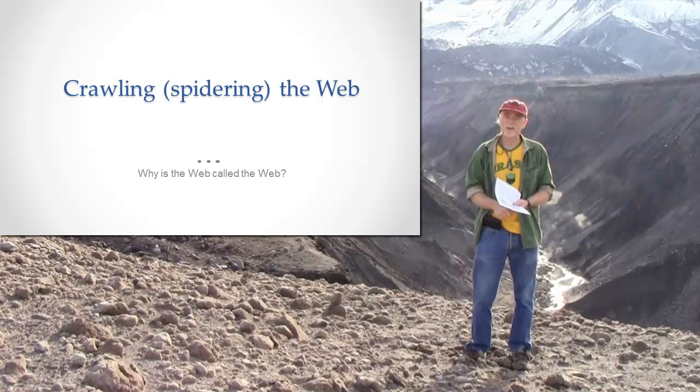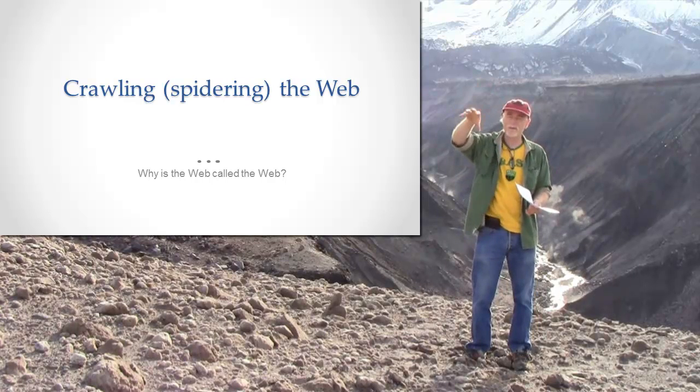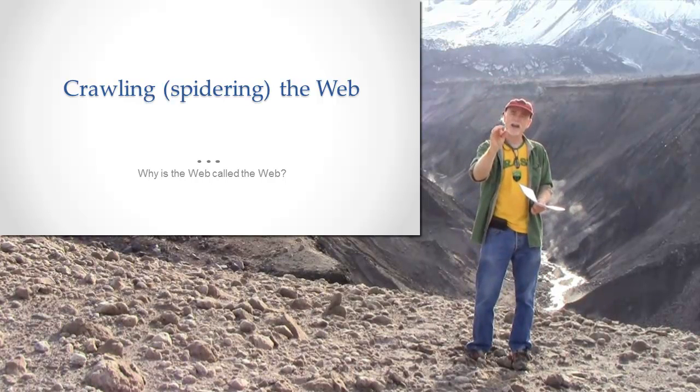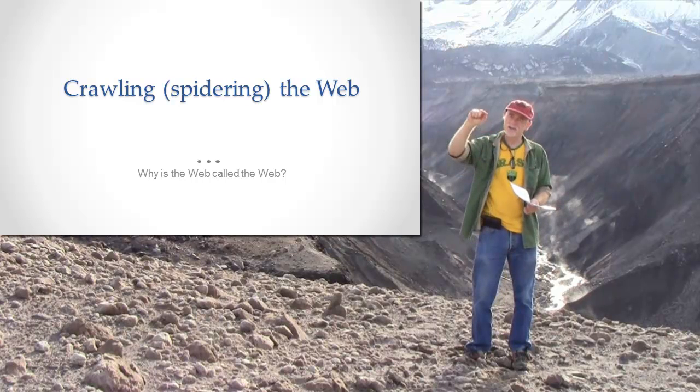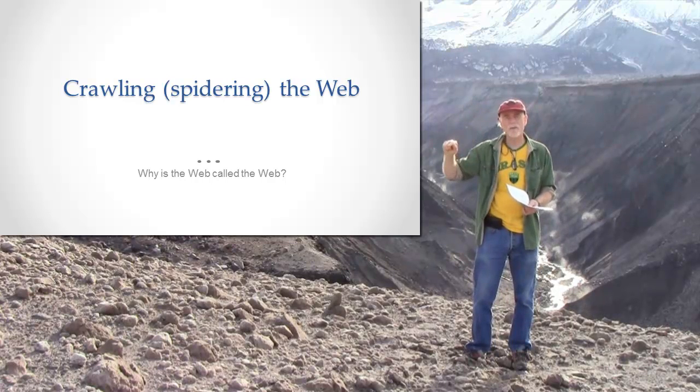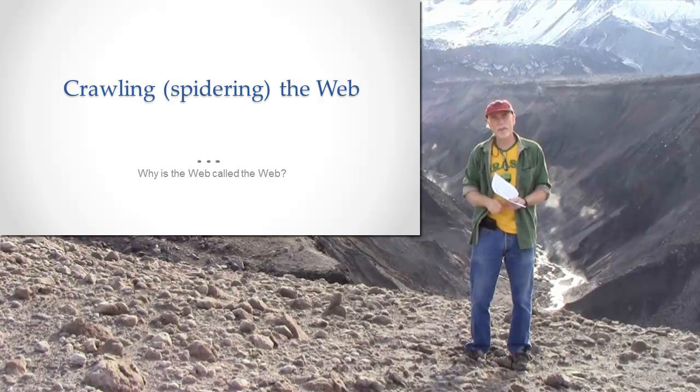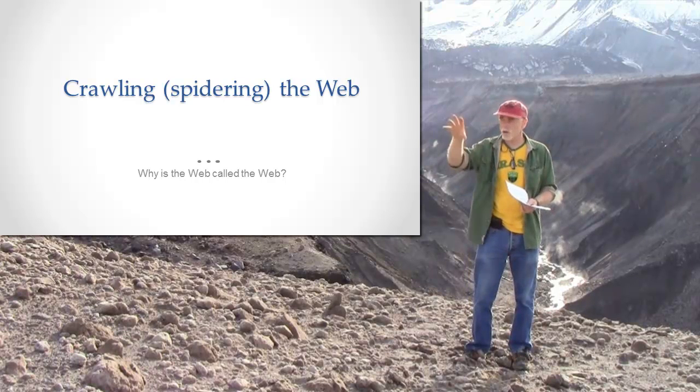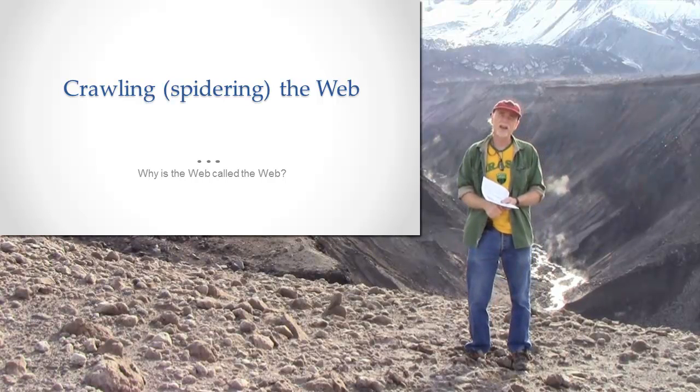And what does a spider do? The spider goes out on all the little strands of the web. You can think of each crossing point as a node, and each strand of silk on that web is a link. And so the spider crawls out on all of those different branches, all of those different links, and eventually finds a very large part of the web.